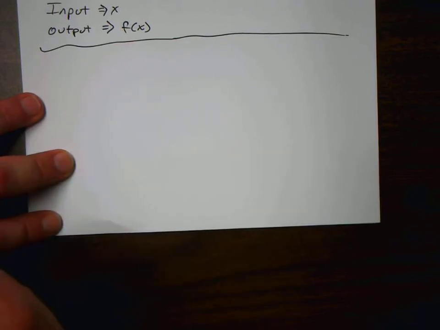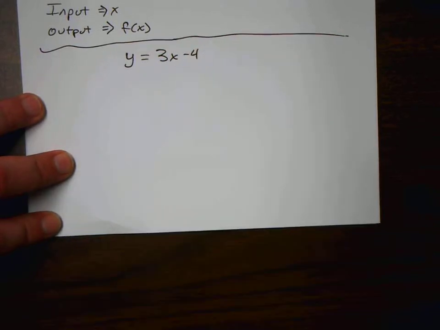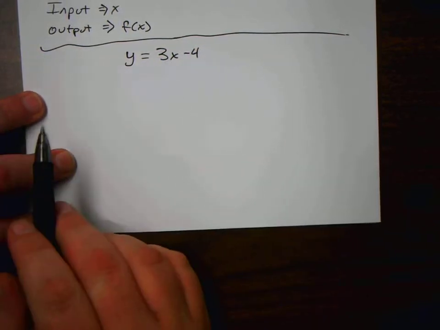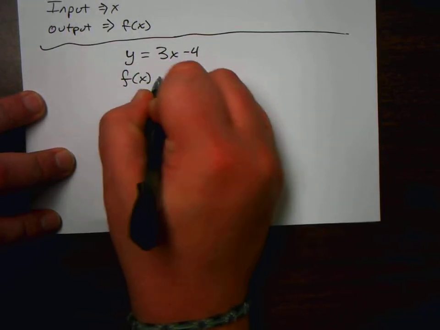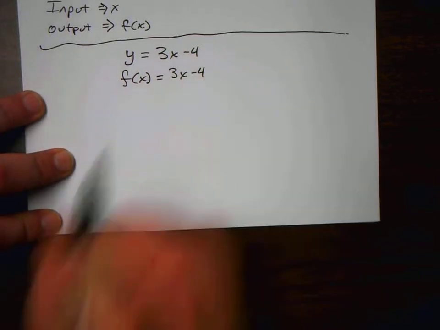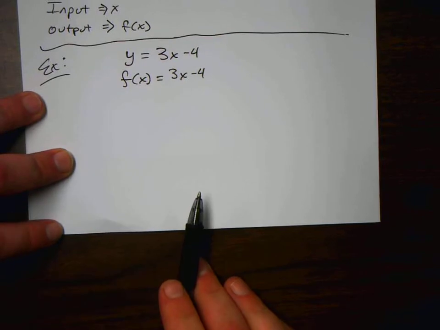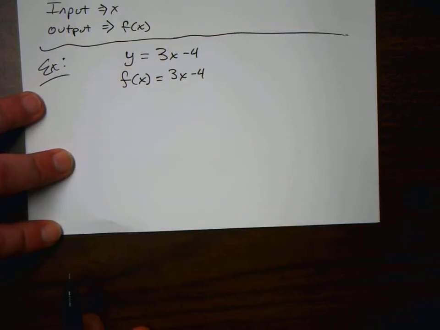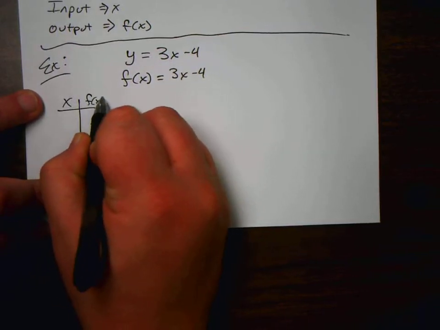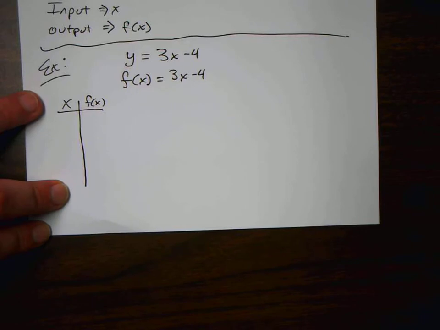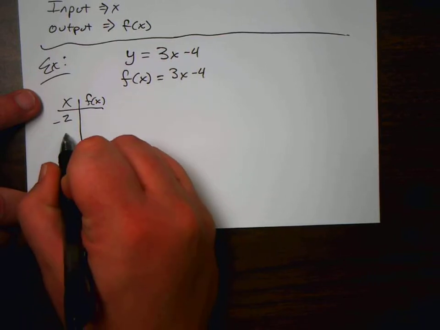Let's try, if I were to hand you y equals, let's say, 3x minus 4. In function notation, I'm going to replace that. It's really going to read f of x equals 3x minus 4. All right, so this is our first example here. Now, I get to choose numbers that go in for x. So I'm going to make a little chart here. I'm going to say this is x and this is f of x. And I get to put numbers in for x. I get to choose whatever I want. Here, I'm going to choose -2, 0, and 2.